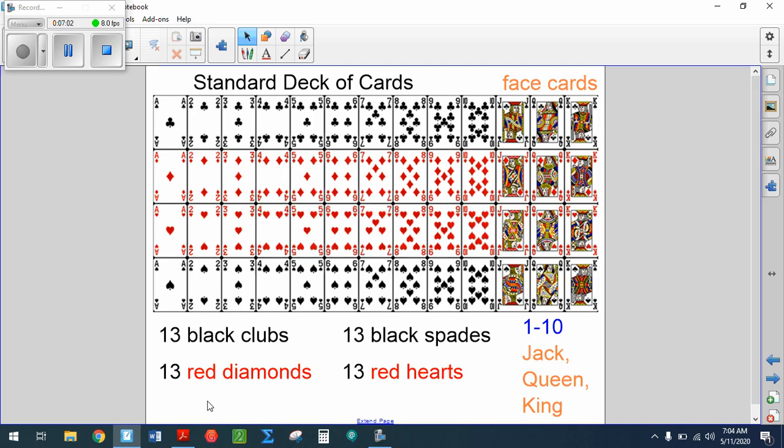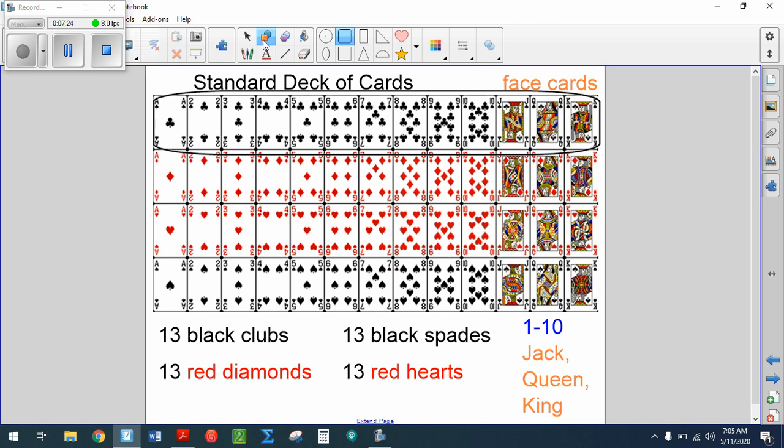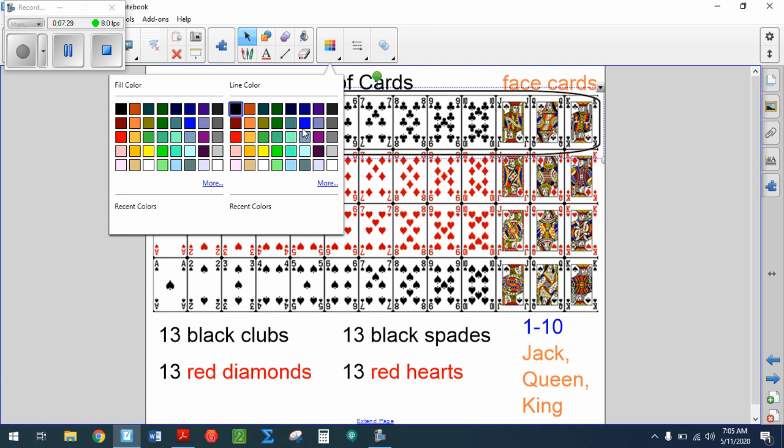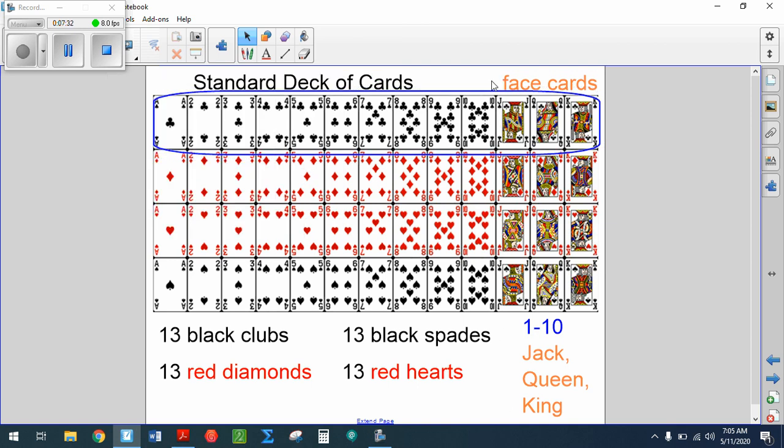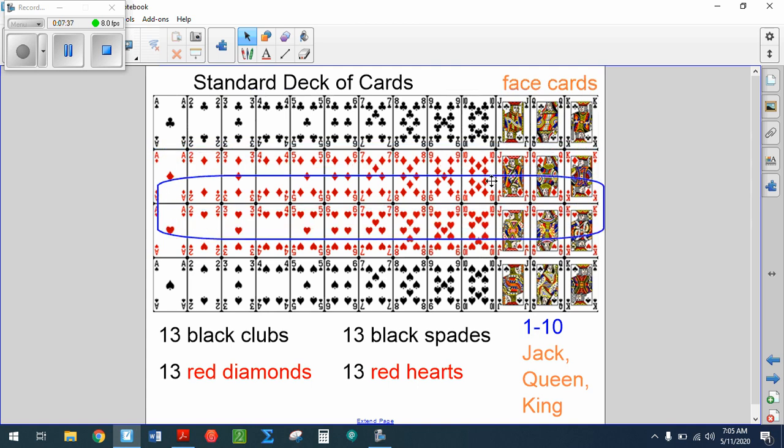Okay, so using a deck of cards. Using a deck of cards is pretty common in probability questions. So if you're not familiar with the deck of cards, then you have a little bit extra to learn. There are 13 black clubs in a deck of cards. That's this top row. All right, so there's 13 clubs. There are 13 diamonds, those are red. There are 13 hearts. There are 13 black spades.